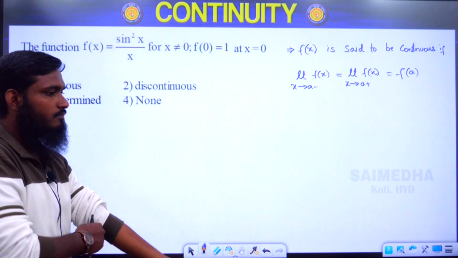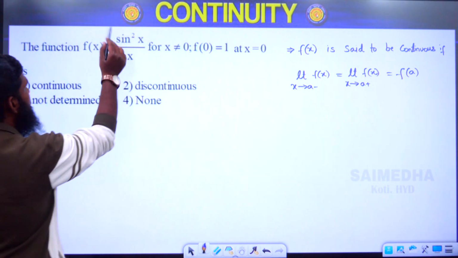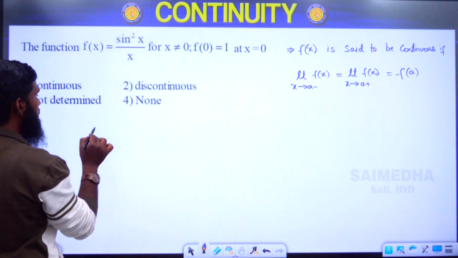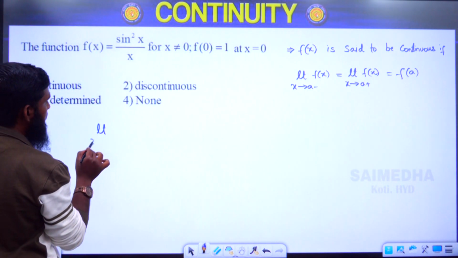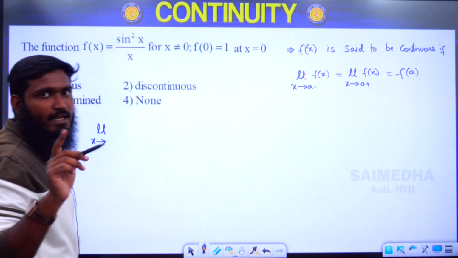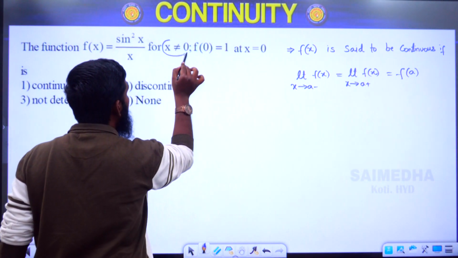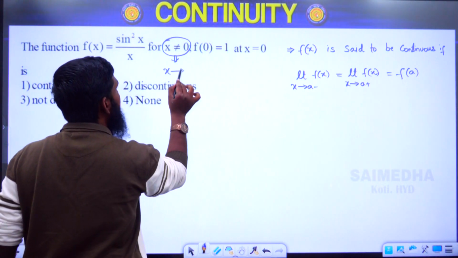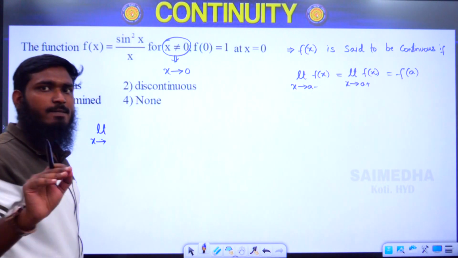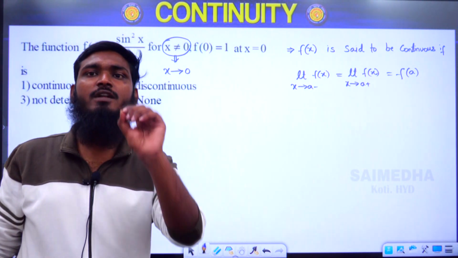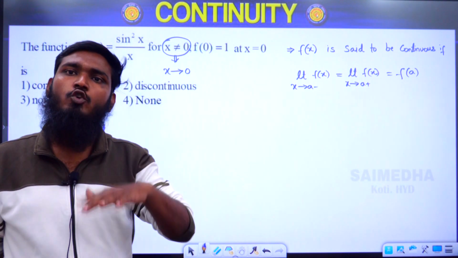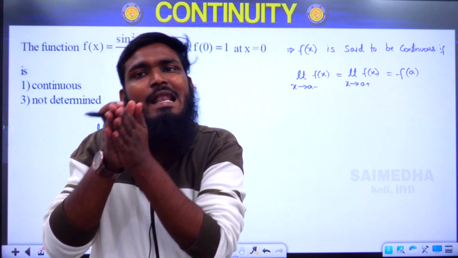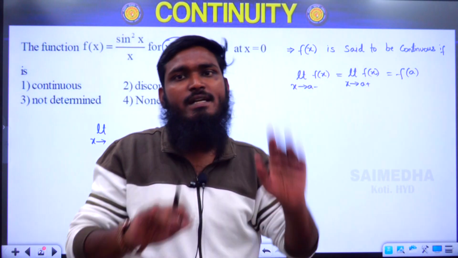Let us see this part now. We have the question function: f of x is equal to sine square x by x. Now listen carefully: whenever x is not equal to 0 is given, what is the meaning? X is not equal to 0 means x is tending to 0. In simple words, whenever we have the not equal to concept, we have to assume it as tends to. What is the meaning of tends to? It means it is somewhat less than 0 or somewhat greater than 0.